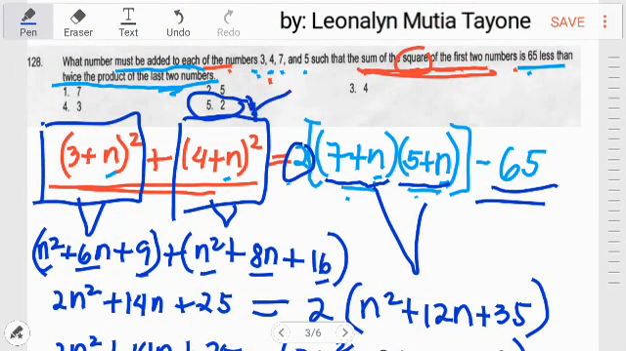Ito ang sagot, 2. If you think it takes time to solve this, akala nyo lang yun. Mahaba lang yung explanation ko kasi nagawa pa ako ng box method. Mayroon pa tayong foil method at saka yung vertical method. Pero actually, madali lang itong isolve.